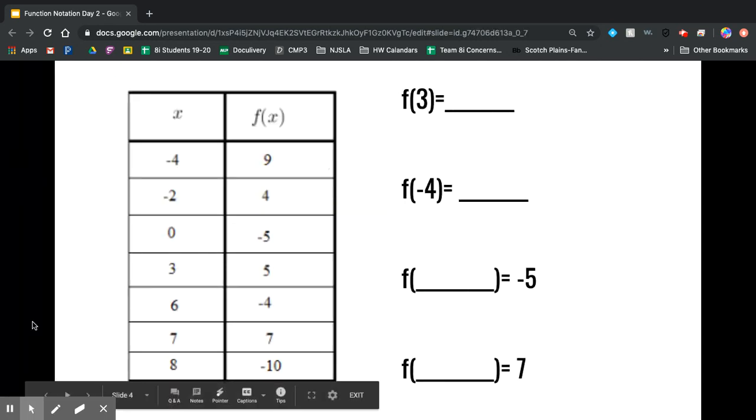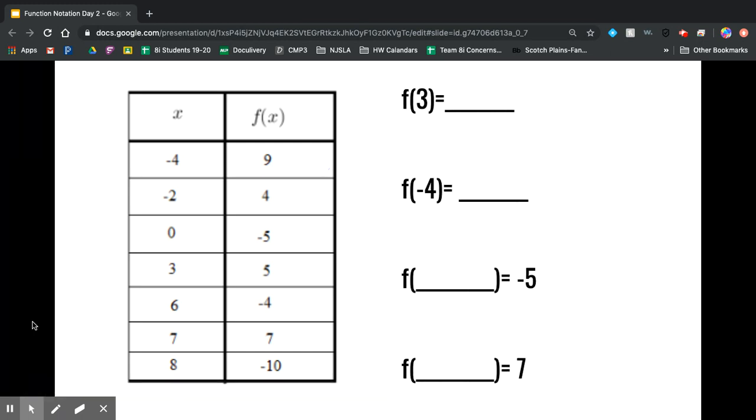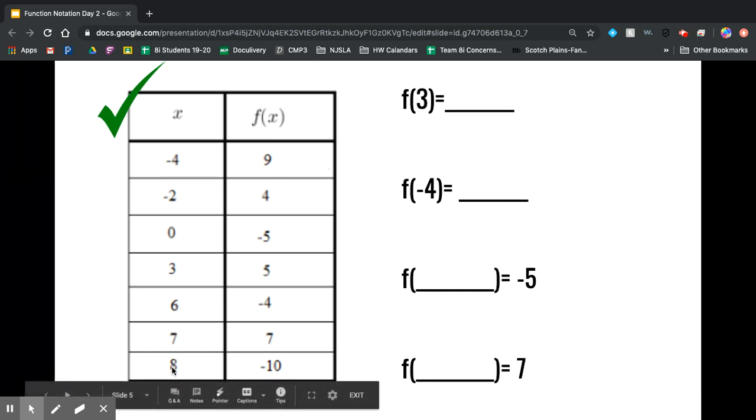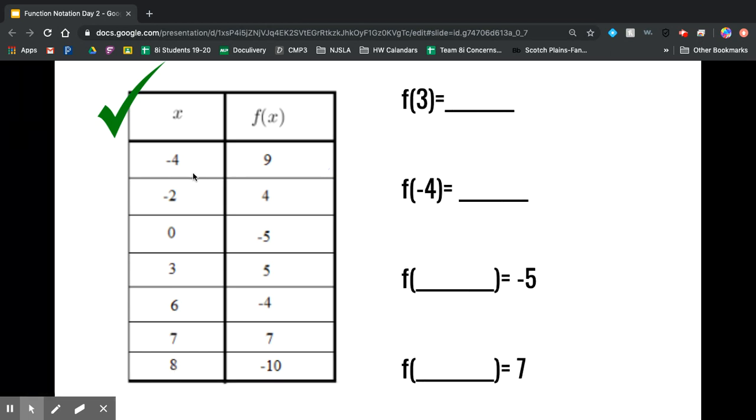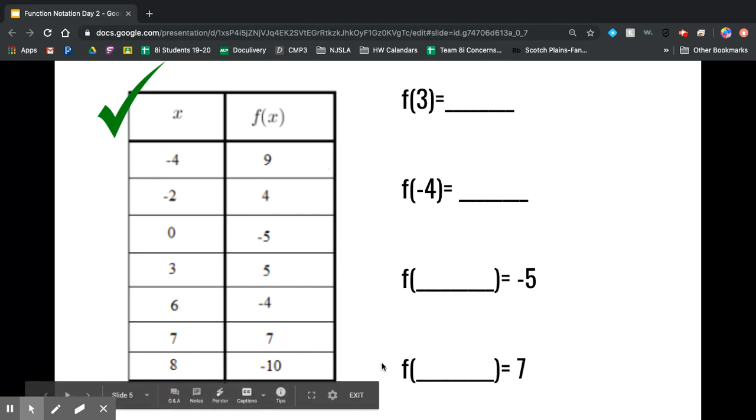Now let's take a look at a table. First, before we try to use function notation, is this actually a function? It is, because each input or x value leads to only one y or output. There's no place where I see an x value repeated, but with a different output. So this is a function. Let's go ahead and try to use function notation here. Try to answer these 4 questions, and then we'll come back and check them.